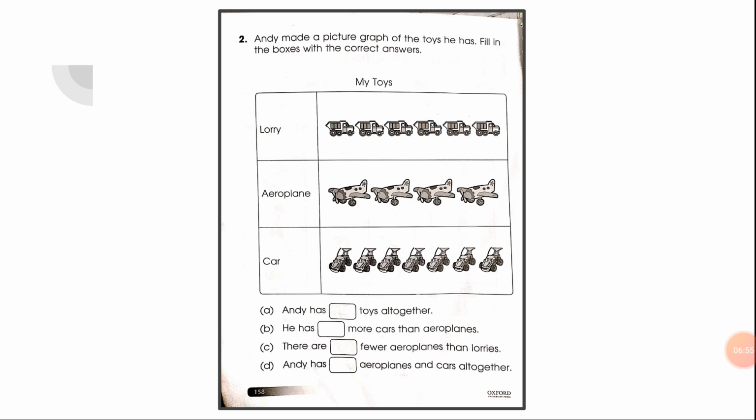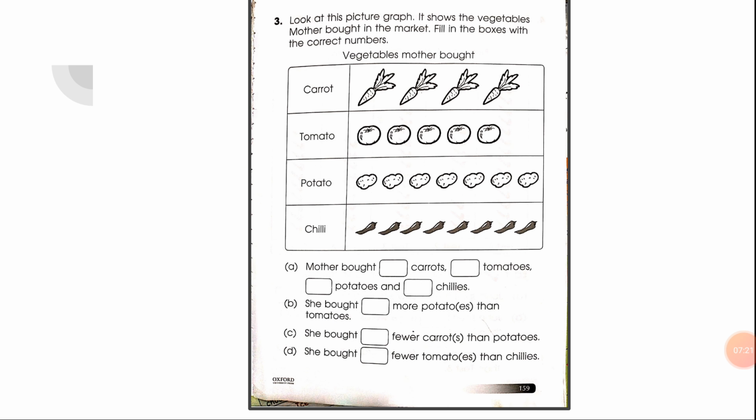Your part D is, Andy has dash aeroplanes and cars all together. Number of cars, 7. Number of aeroplanes, 4. So 7 plus 4 is 11. So answer of part D is 11. Write it down inside the box. Very good.